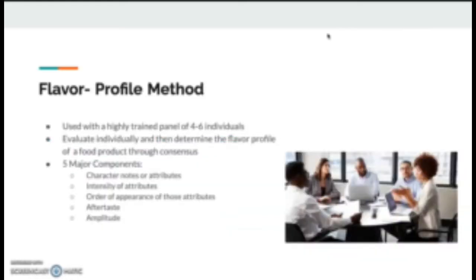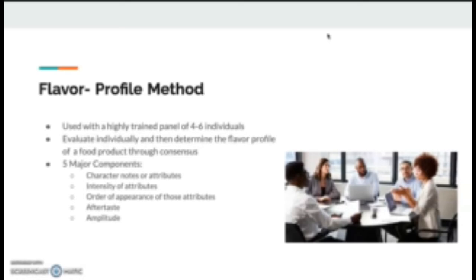The flavor profile method is usually used with a highly trained panel of 4 to 6 individuals who evaluate the sample individually and then determine the flavor profile of a food product through consensus. The 5 major components they address are character notes or attributes, intensity of attributes, order of appearance of those attributes, aftertaste, and amplitude. The initial rating scale for identifying attributes was 5 points, notably not present, threshold, slight, moderate, strong, and very strong, but has since adapted to more points to enable more differentiation.